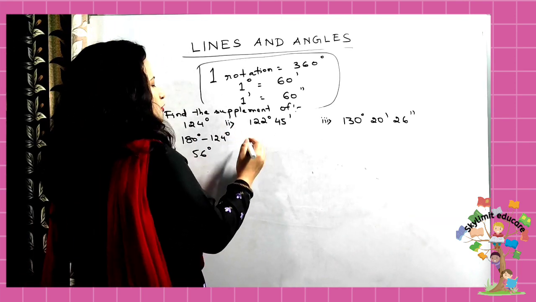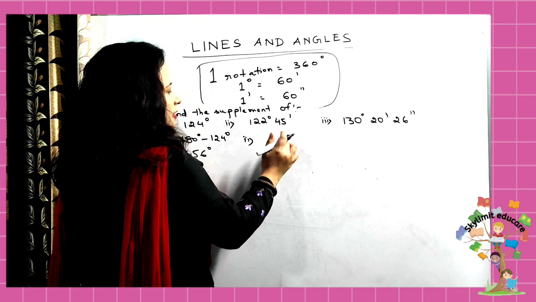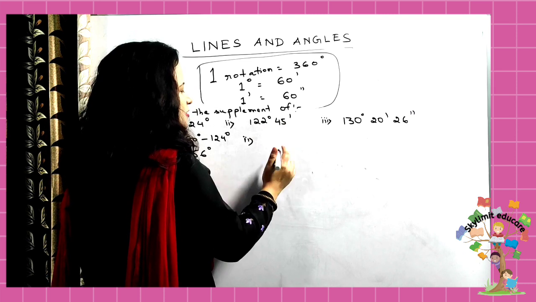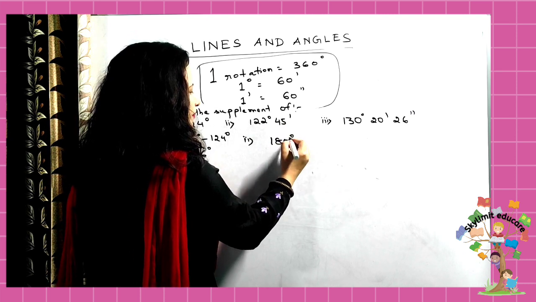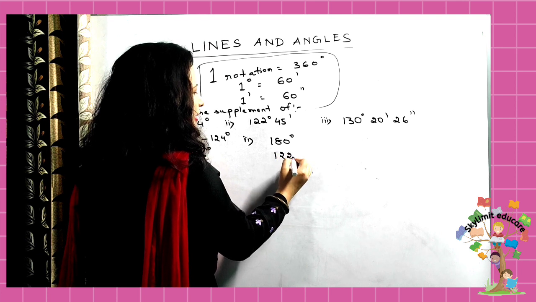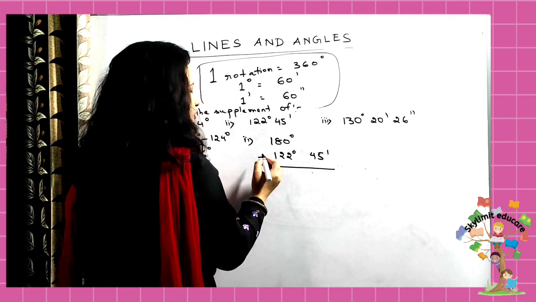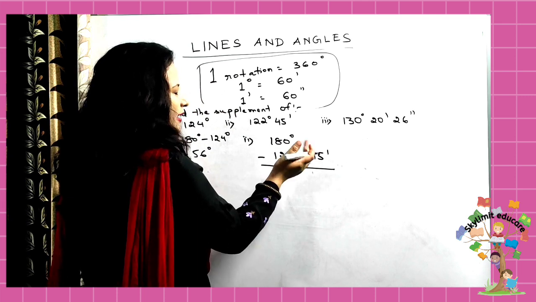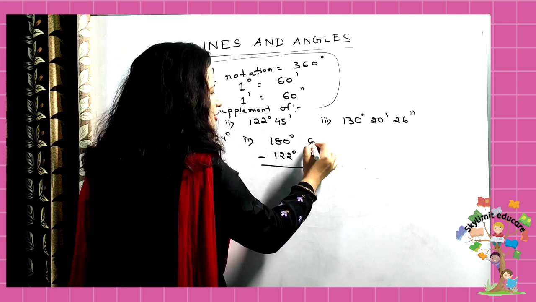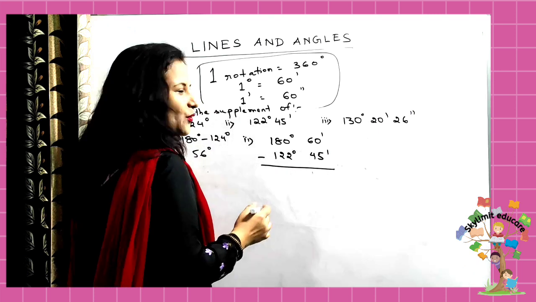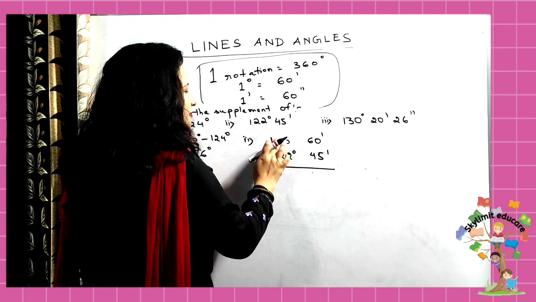Because when you add these two, you will get 180 degrees. In the same way, you'll do bit number 2 also. Here it's expressed in degrees and minutes. So let us write down 180 degrees here, and below it 122 degrees 45 minutes, right? Here when you subtract, I'll borrow 1 degree, which means how many minutes am I borrowing, students? 60 minutes I'm borrowing. So how much remained here?